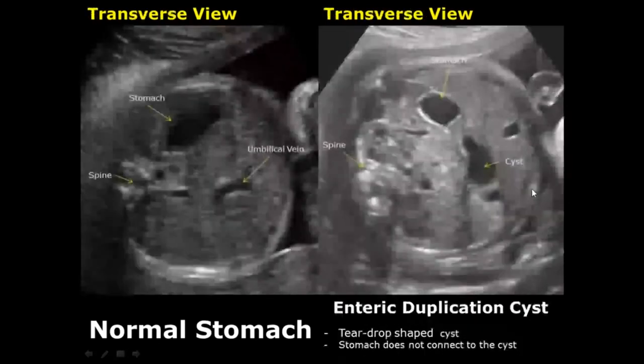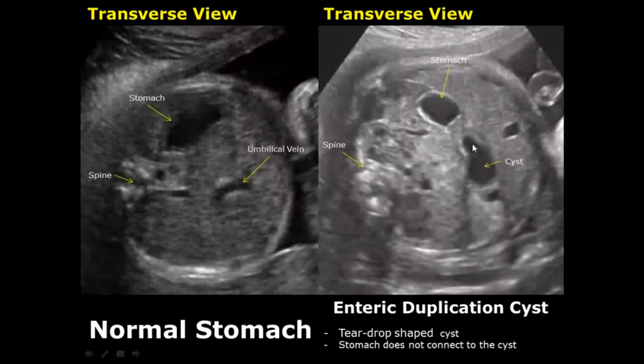An enteric duplication cyst may resemble a double bubble sign or duodenal atresia, but there is one distinguishing feature, that is the stomach will not connect with the cyst, whereas it will connect with the duodenum, and also the cyst may be teardrop shaped.